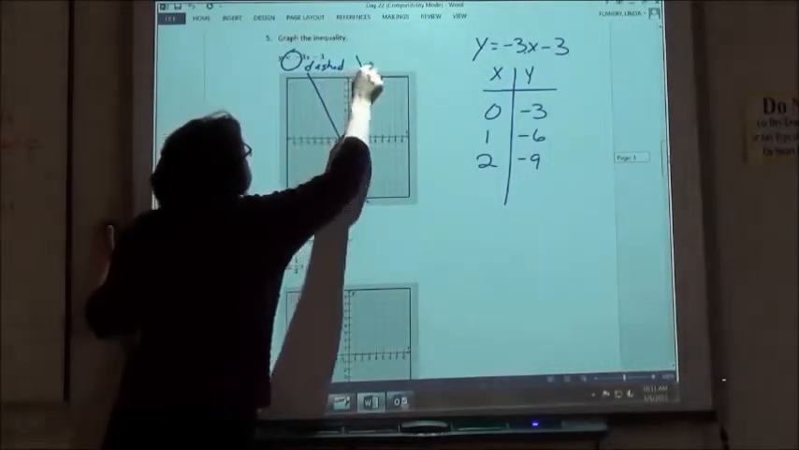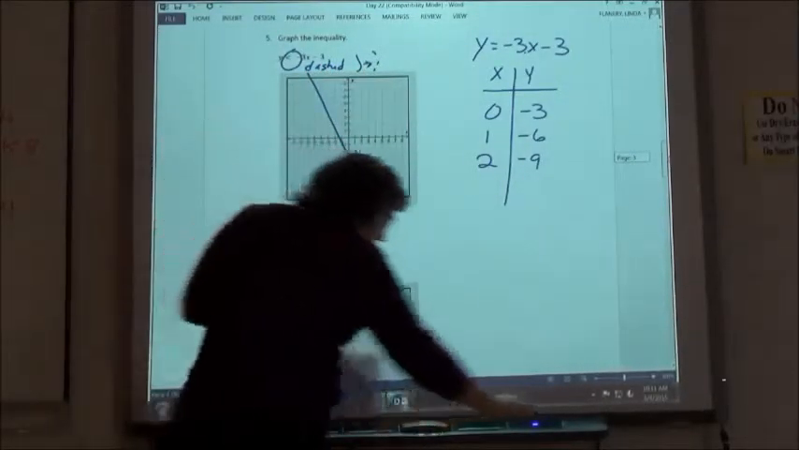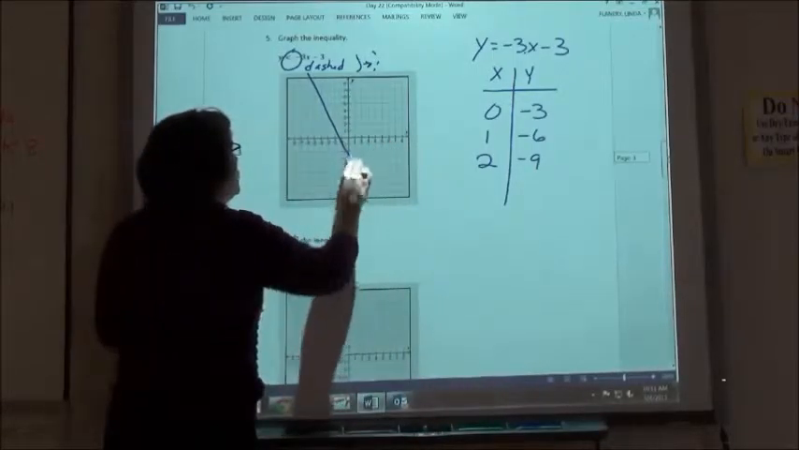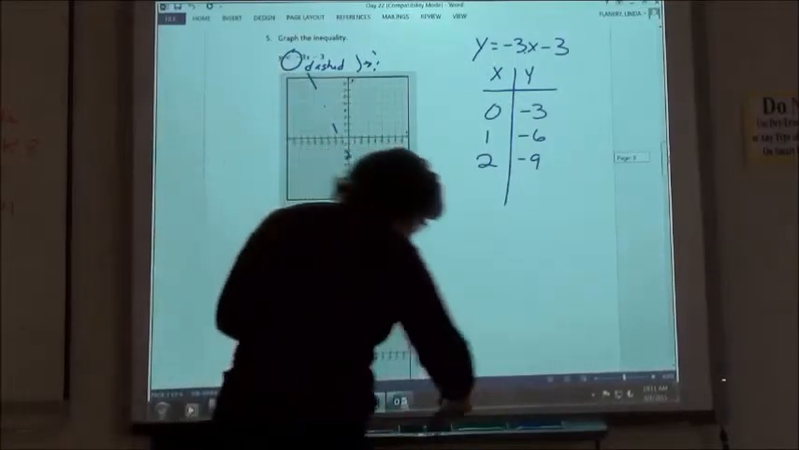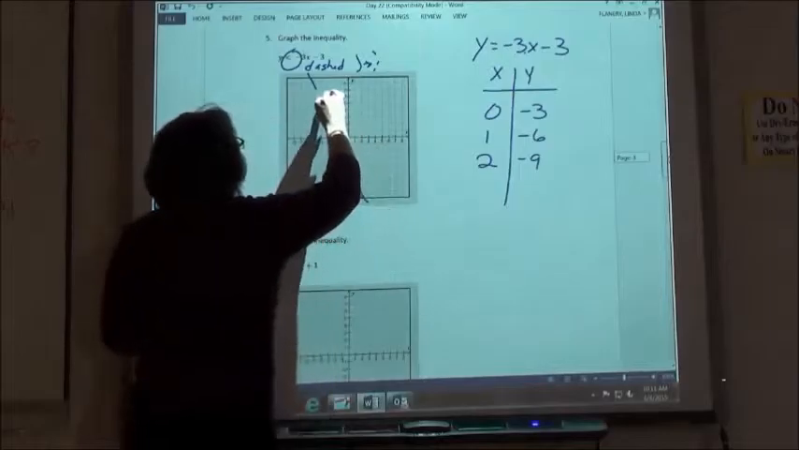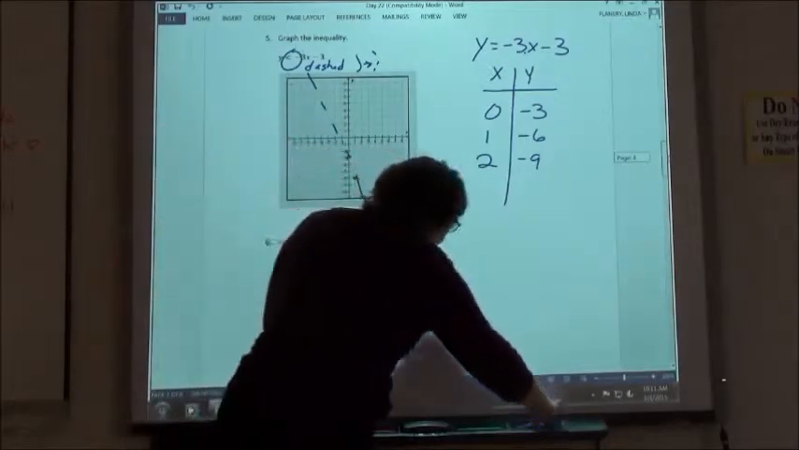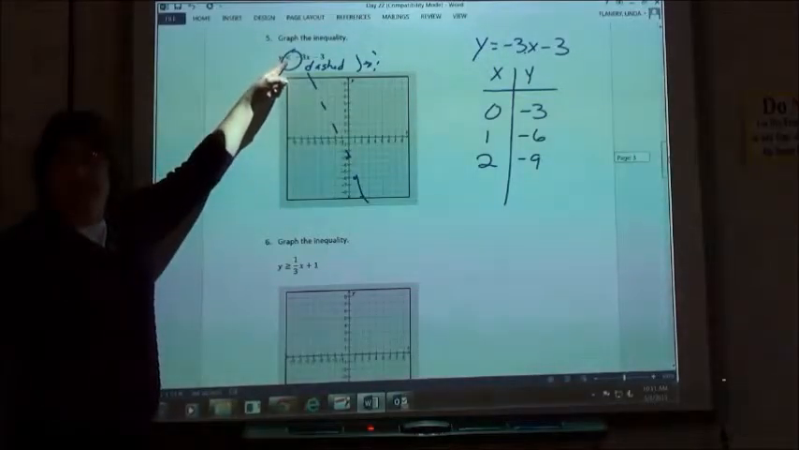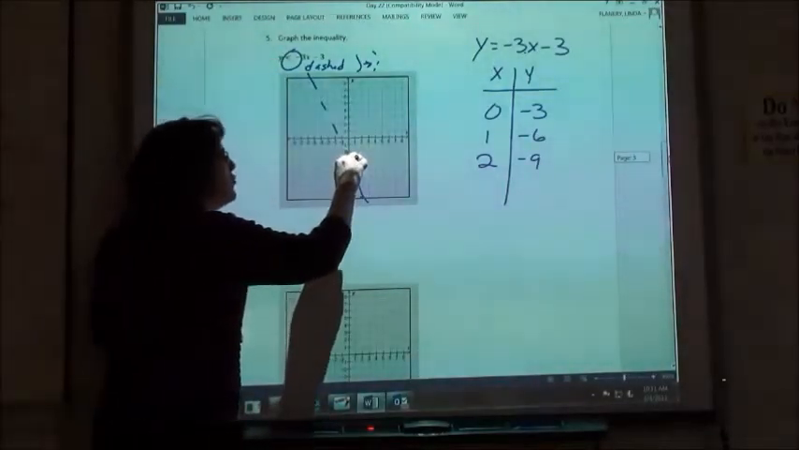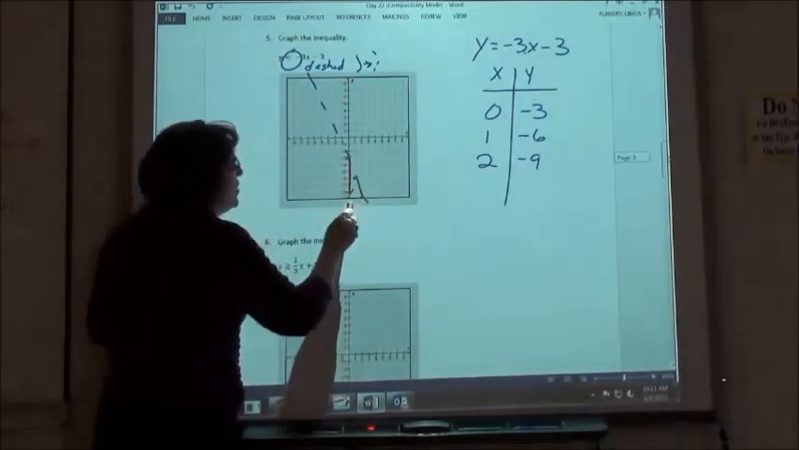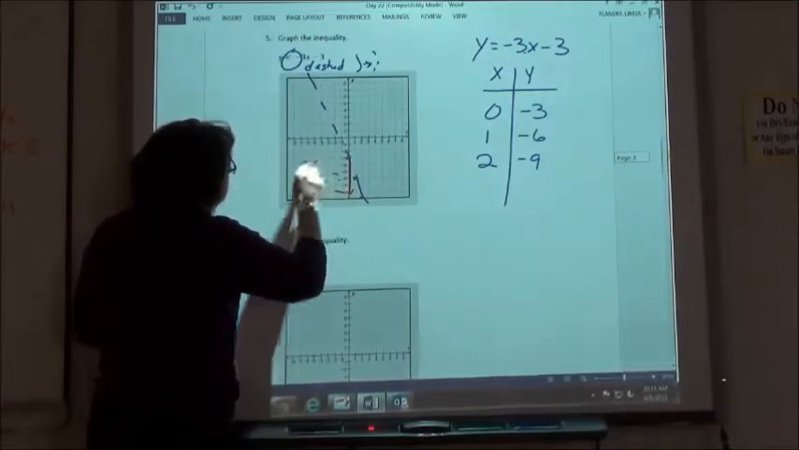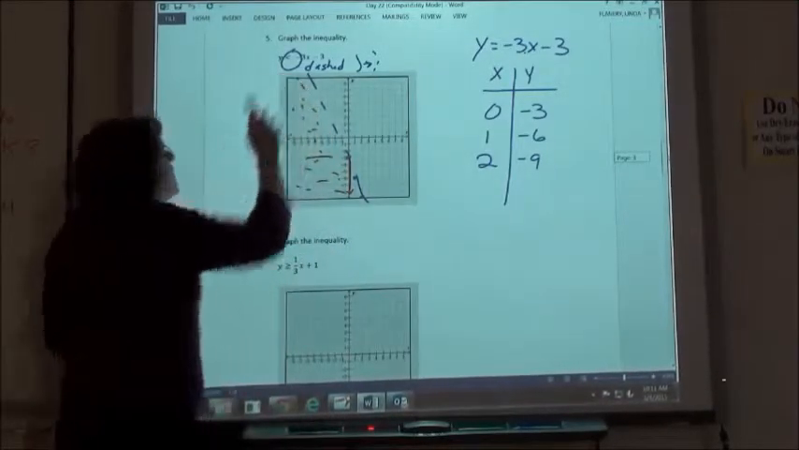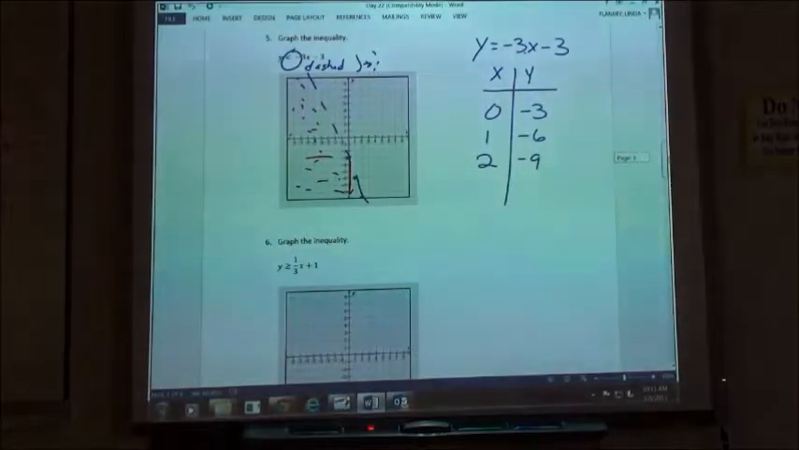So then we have to use our little tool that changes our line to a dotted line. I'll use the eraser. Make it look like a dotted line. And then we have to figure out our shading. The bottom portion. Again, we have a less than. And so if I went straight down from my y-intercept, I'm underneath my line, which looks like it's on the left, but is underneath that line.